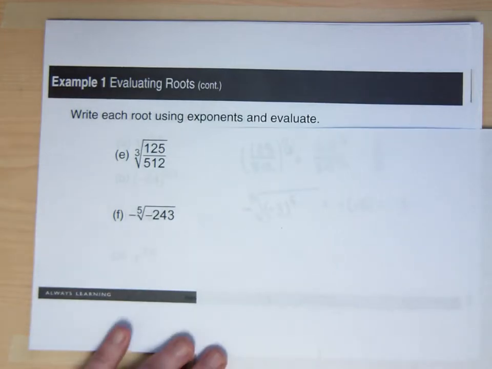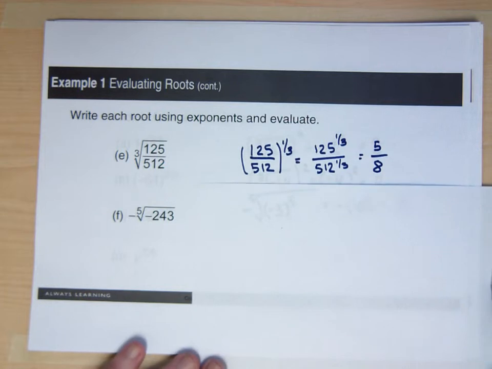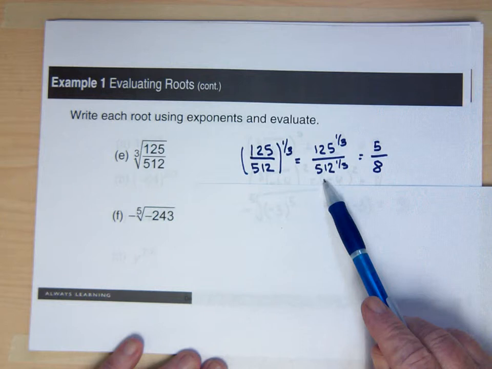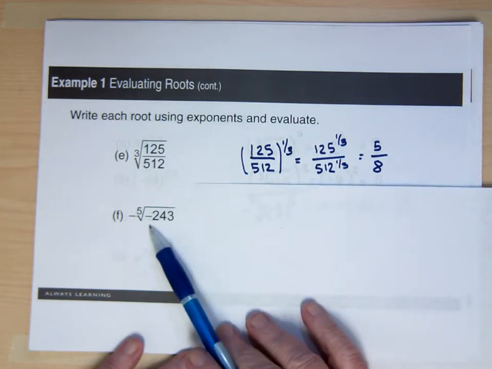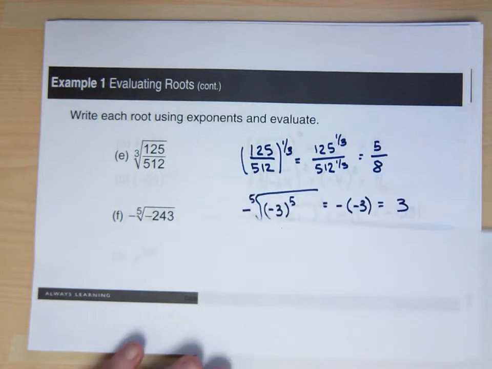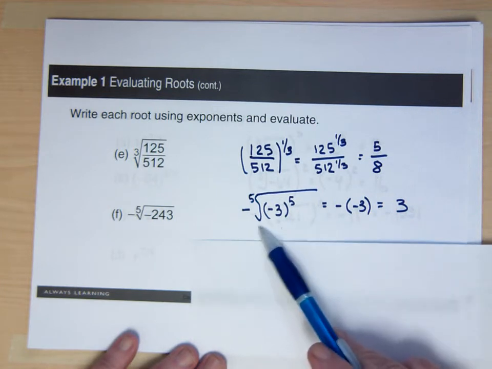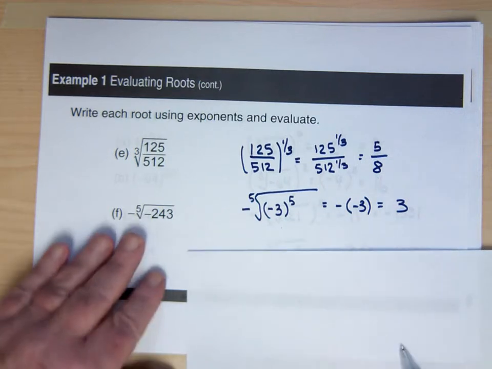Continuing with these examples, writing each root using exponents, and to evaluate, we're going to take the cube root of the numerator and denominator and get the cube root of 125 is 5, the cube root of 512 is 8. In this problem, we're taking the 5th root of minus 243 and then multiplying it by a minus. Again, 243 is 3 raised to the 5th power. So this is the calculation we will do, and a minus times a minus is going to be a plus.